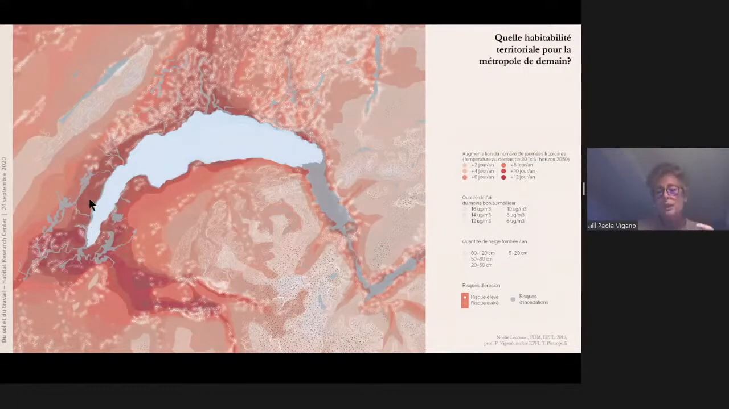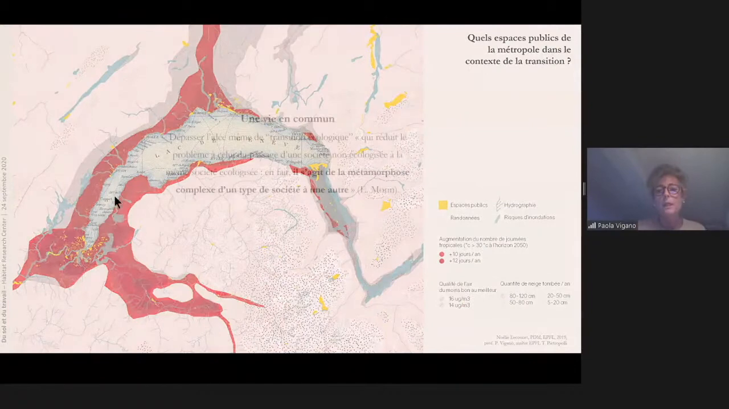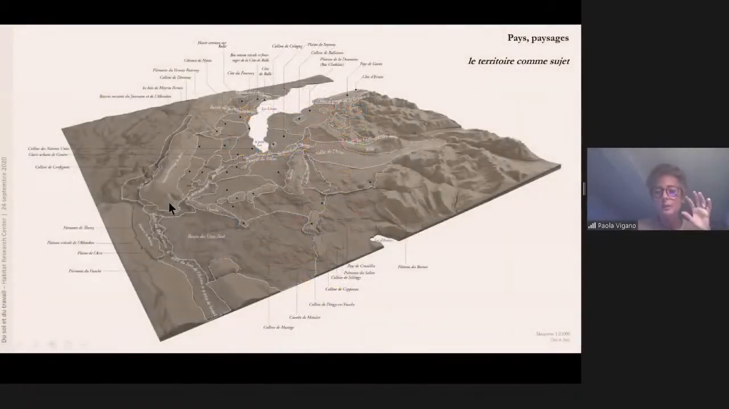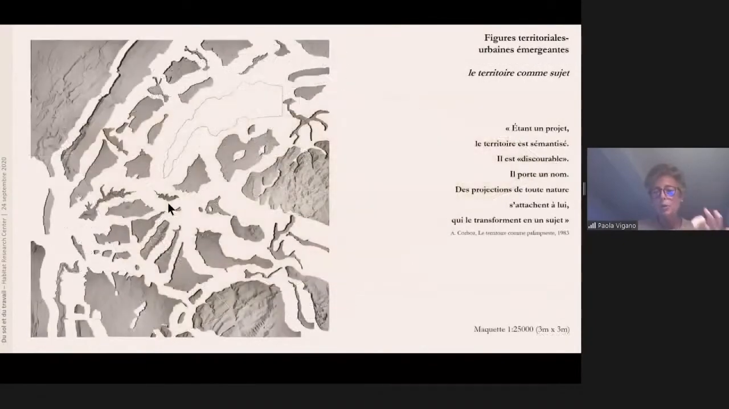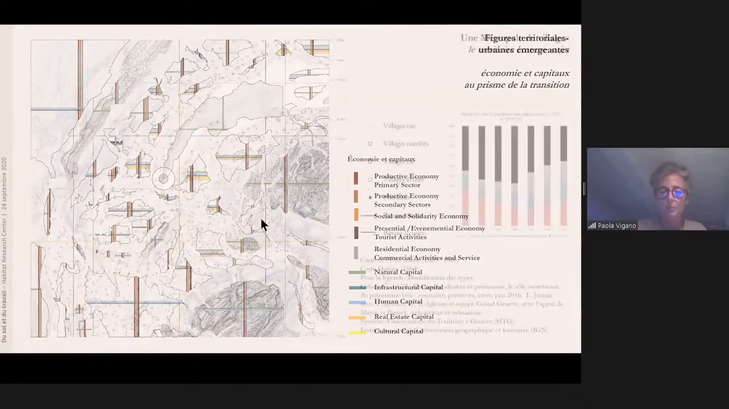And of course, the effect of the heat waves will be particularly important in the city, in the densest part of the city, where the major part of the public spaces are. And the vision, starting from this territory in which each part has a specific character, a specific relation between economies and capitals, different types of economies, different types of capitals.